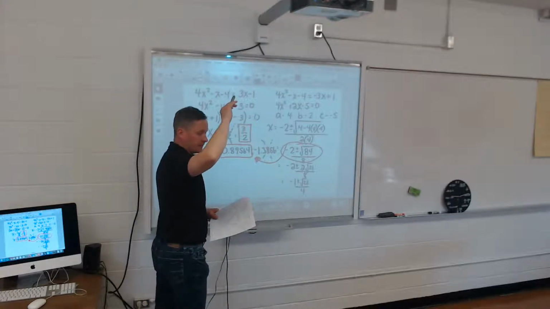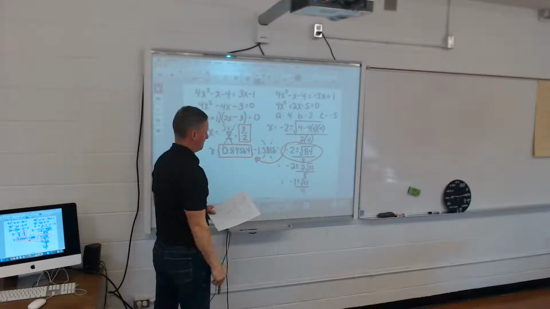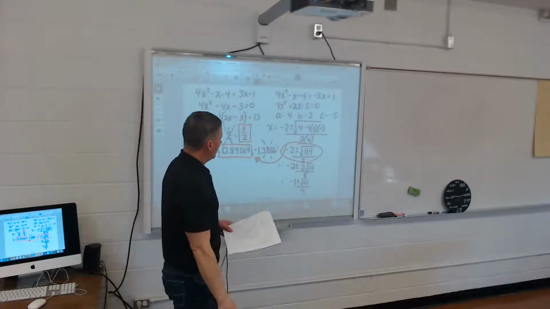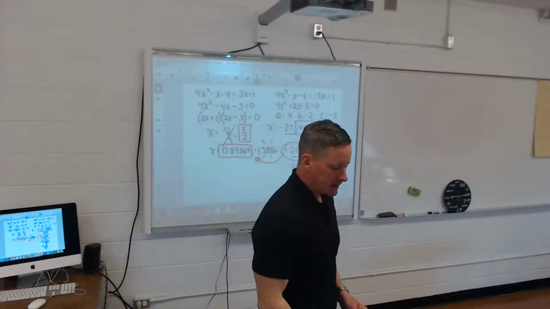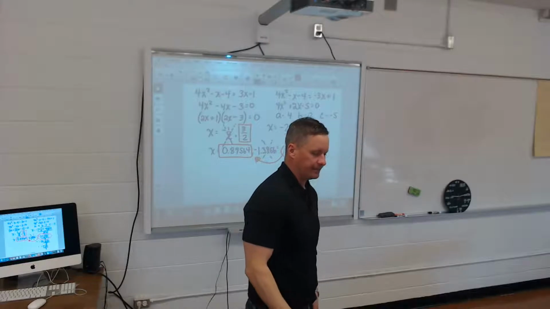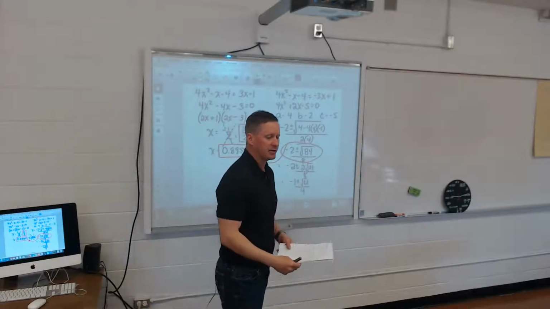Mr. Newton, how do you know that those are extraneous roots? Well, in all honesty, Austin, what I did is I graphed it. And I saw that there were only 2 intersection points.